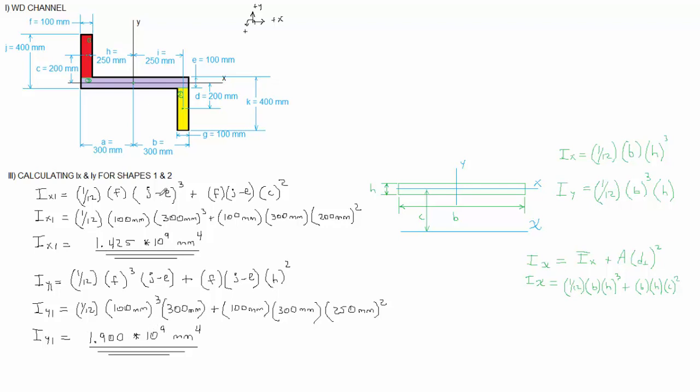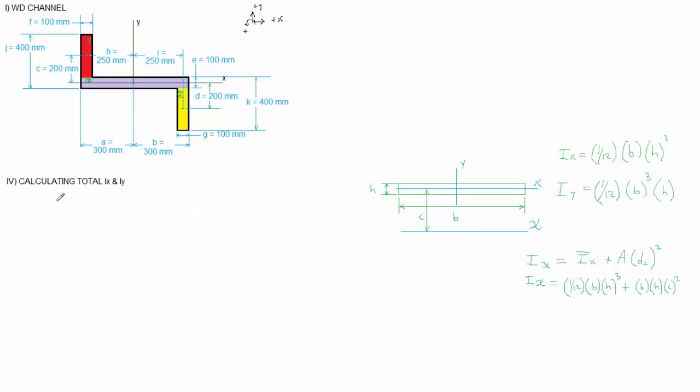I'm not actually going to write down any equations for shape 2. Shape 2 has the same area, and it is located the same distance from the y-axis as shape 1 and the same distance from the x-axis as shape 1. Because the moment of inertia equation doesn't take into account direction or sign, if two shapes have the same area and the same distance from the axis in question, their moment of inertia will be the same. So Ix1 is going to be the same as Ix2. Iy1 will also be the same as Iy2.